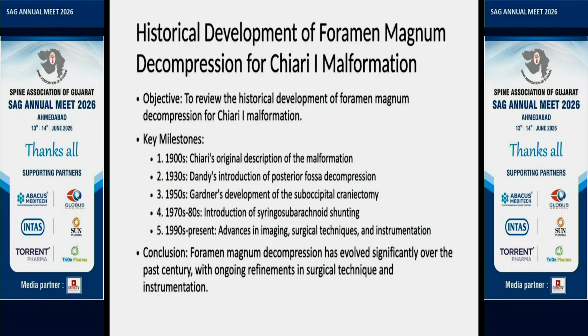The key historical development of foramen magnum decompression started from Chiari's original description of the malformation in 1900 and Dandy-Walker's introduction of posterior fossa decompression. In the 1990s, there were advances in imaging, surgical techniques and instrumentation. So the conclusion: foramen magnum decompression has evolved significantly over the past century with ongoing refinements in surgical technique and instrumentation. If there is no tonsillar herniation up to C2, there is no role for C1-C2 fixation or spacers. Plain foramen magnum decompression is acceptable.